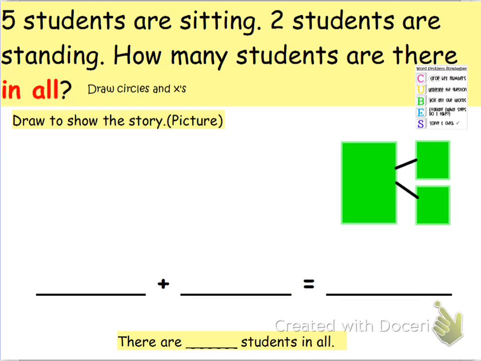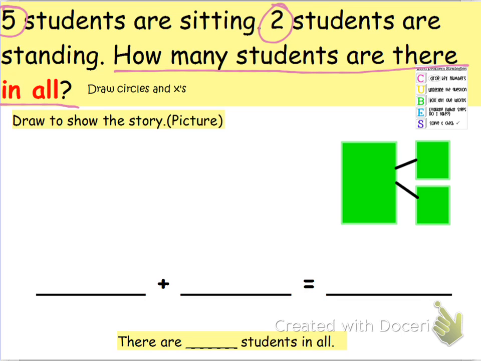Now we're going to use cubes while we're reading it this next time. Now whenever we're reading, we're just going to circle our numbers. We know that 5 students are sitting and 2 students are standing. How many students are there in all? Let's underline our question, which is how many students are there in all? Now we're going to box any clue words.